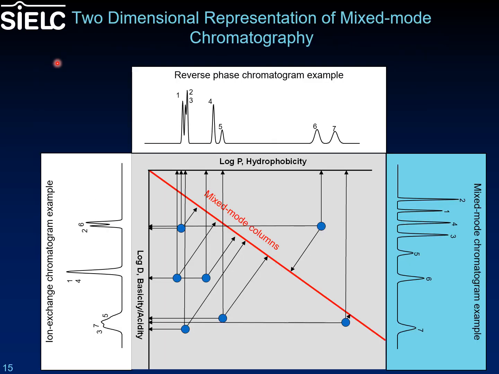On this slide, we are showing a two-dimensional representation of the data one obtains from mixed-mode chromatography. On this graph, on the vertical axis, we have the basicity or the acidity, otherwise known as log D. Over this graph, we have also transposed an ion exchange chromatograph of 7 compounds. When one is close to the origin point of this graph, there is a very low acidity or basicity.